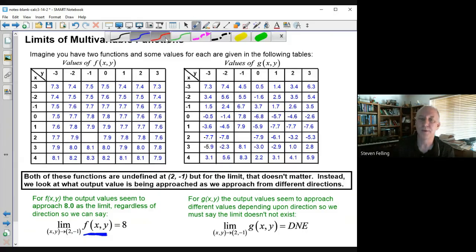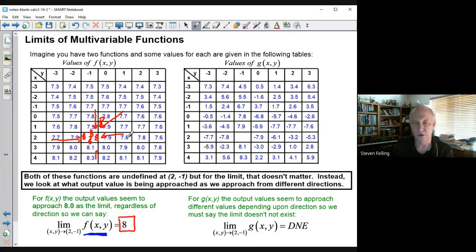But if you look at what happens to the output value as I approach in this direction, it seems to be getting closer to the number 8. As I approach from this direction, it seems to be getting close to 8, and from this direction, 8, and this direction, 8. It seems like it's approaching the number 8, regardless of what direction I come to this point from in the domain. So just roughly looking at it, the limit is equal to 8. That's what's being approached no matter what direction we approach.